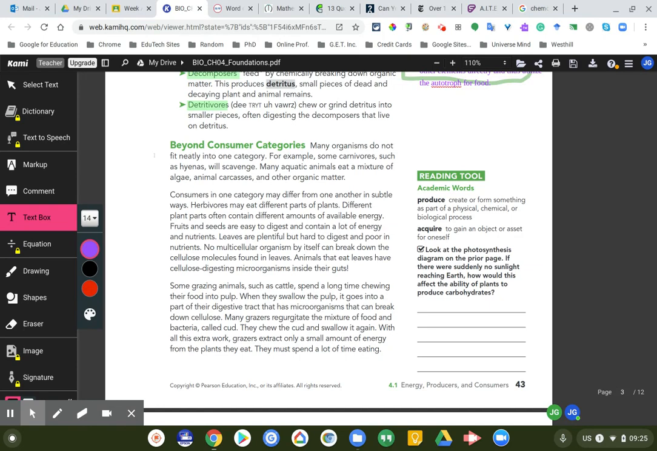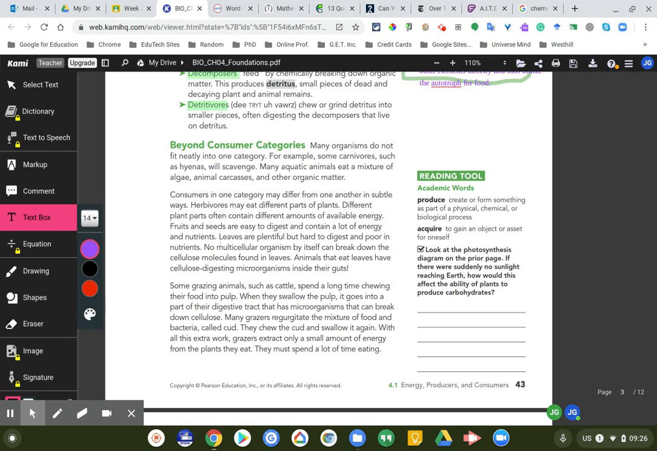Many organisms do not fit into one category. For example, some carnivores such as hyenas will scavenge. So we're getting into this idea that not all animals, especially humans, are going to do one type of eating. Consumers in one category may differ from another in subtle ways. Herbivores may eat different parts of plants. Different plant parts contain different amounts of available food. Fruits and seeds are easy to digest and contain a lot of energy and nutrients. Leaves are plentiful but hard to digest and poor in nutrients.